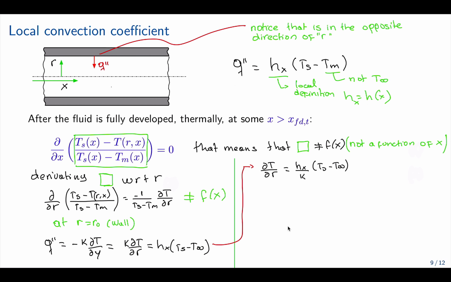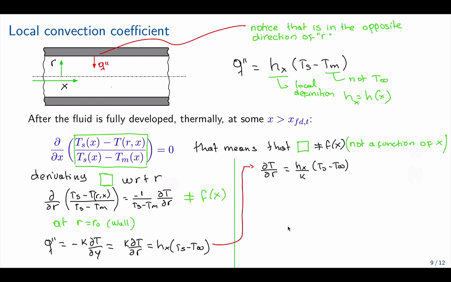Now, from last class, we noticed that for fully developed flow, this ratio of temperature doesn't change with x. So the derivative of this with respect to x is 0. That means that this, in this green square, is not a function of x. So this is the temperature of the surface minus the temperature at some distance r, divided by the temperature of the surface minus the mean temperature. And so we are at one point x measuring those temperatures. That's not a function of x.